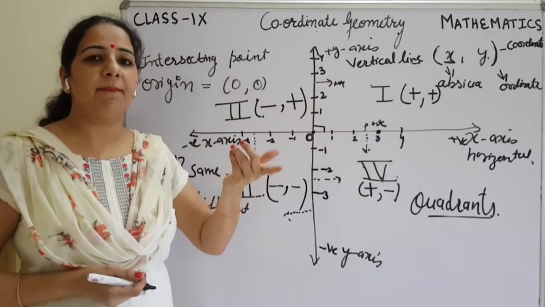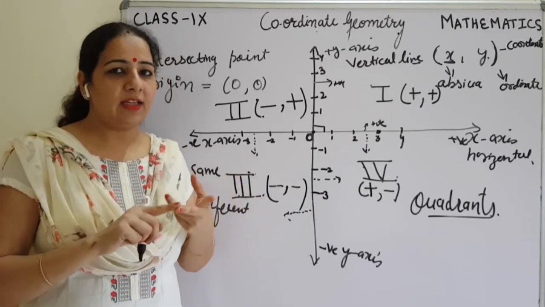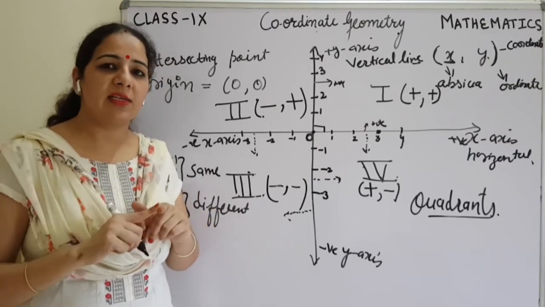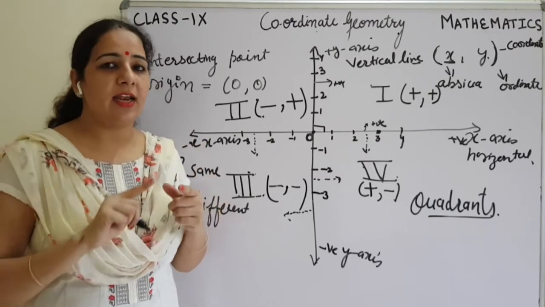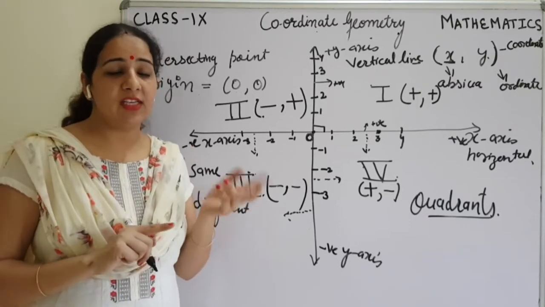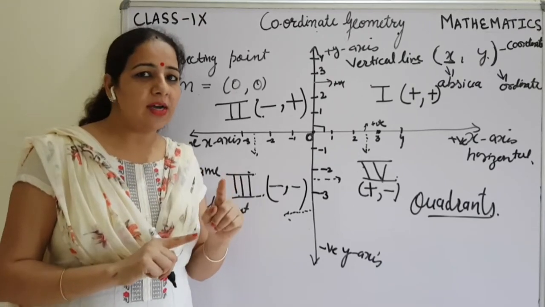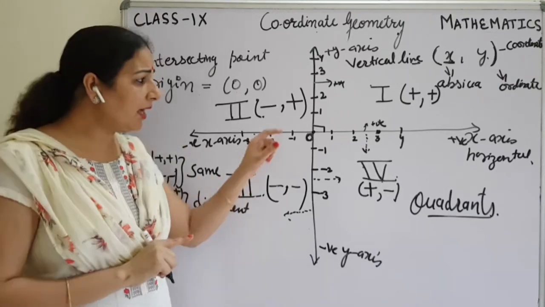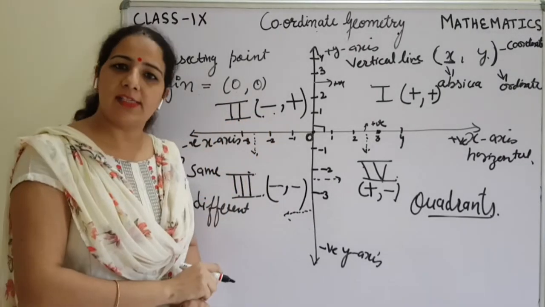If I tell you (-2, 3), which quadrant will it lie in? -2 means negative, and the 3 is positive, so minus plus. Now just focus: minus plus will lie in which quadrant? They have different signs. So I am sure that they will lie in the second or maybe in the fourth quadrant. This point does not have the option of the first and the third quadrant, because in the first and the third quadrant the sign will be the same. But here I am talking about minus and plus. So minus and plus will lie in the second quadrant.